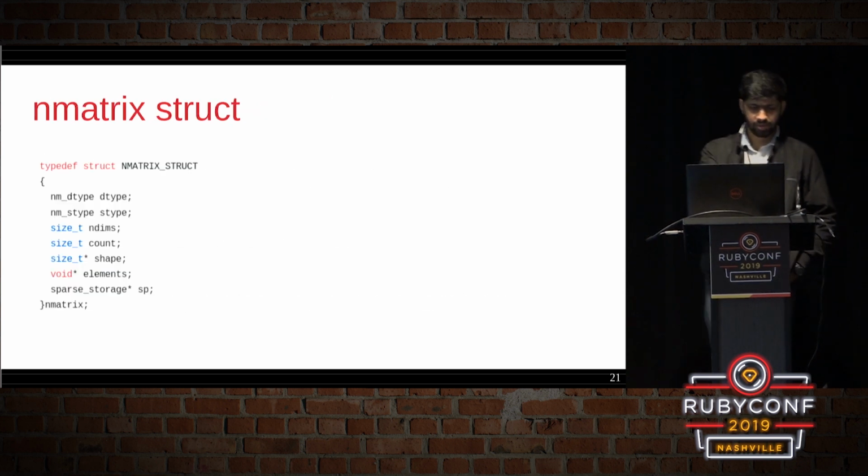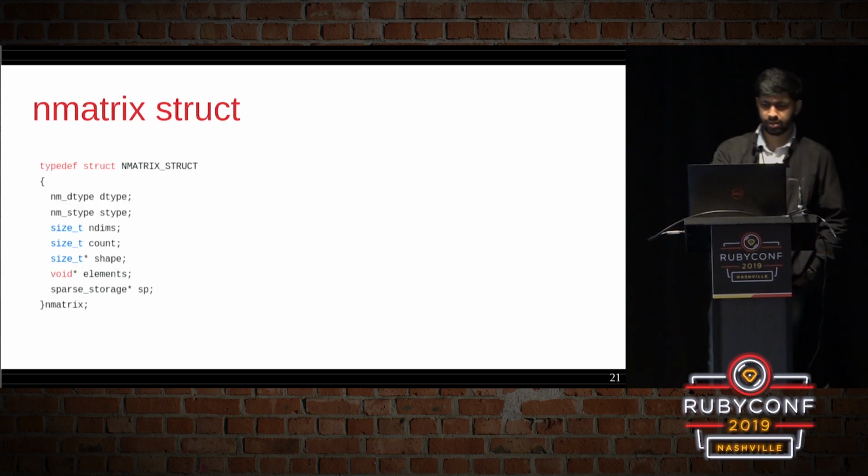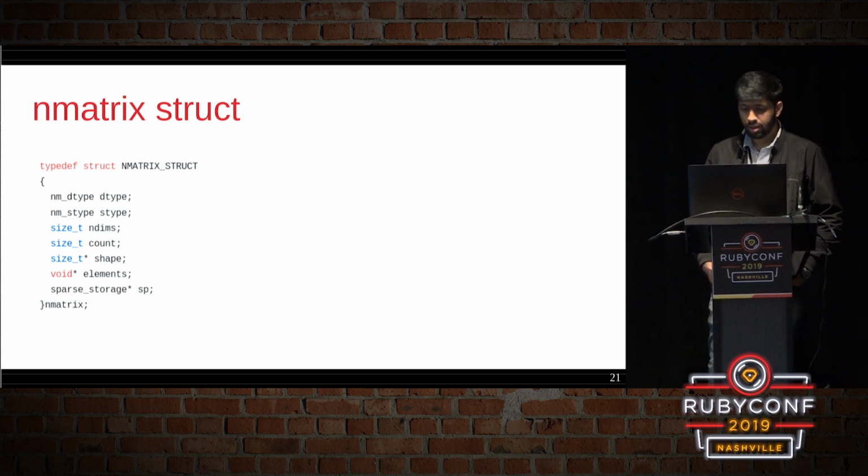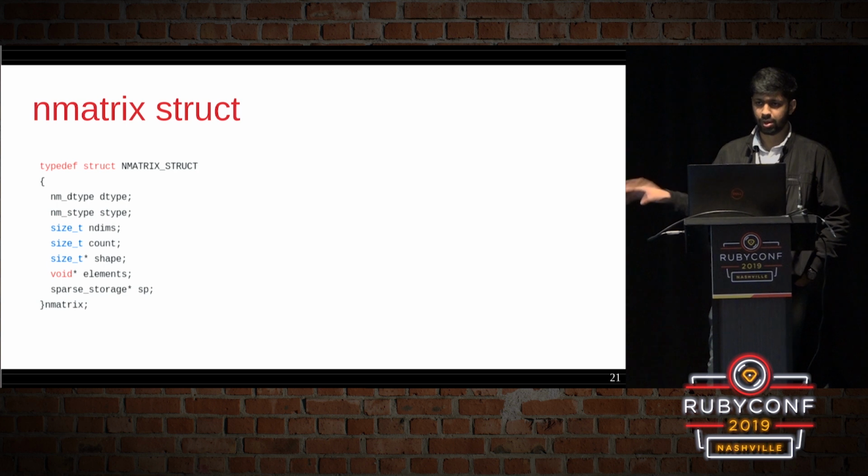Then here's a simple struct in C for the n matrix. First is the data type, which could be float, int, or complex. Then comes the S type of the matrix, which could be either sparse or dense. Sparse is now not supported in NumRuby. It's been taken out, and it's in a different library called Ruby Sparse, which I'll explain later.